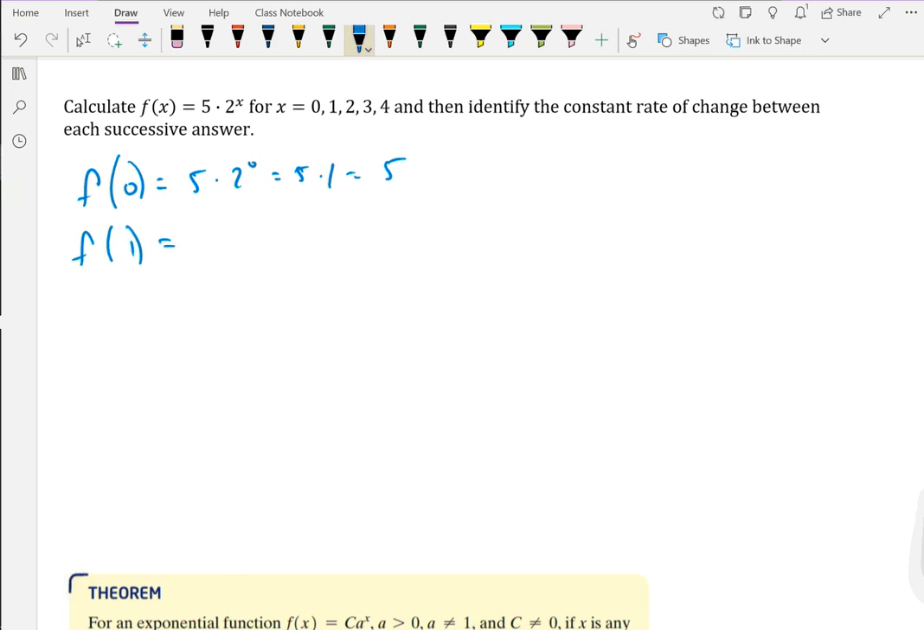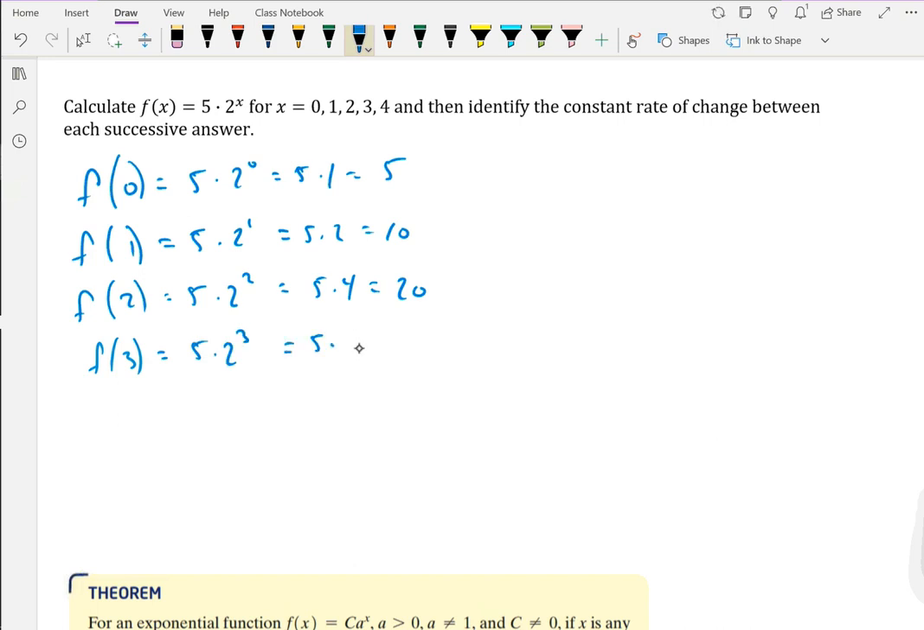Calculate f of 1. That's 5 times 2 to the first, so that's 5 times 2, so that's 10. Some relatively easy mathematics here. F of 2 means 5 times 2 squared, so that's 5 times 4, which is 20. F of 3 would be 5 times 2 cubed. 2 cubed is 8, so that puts us up to 40. And finally, f of 4, 5 times 2 to the 4th. 2 to the 4th is 16, and that would end up being 80.